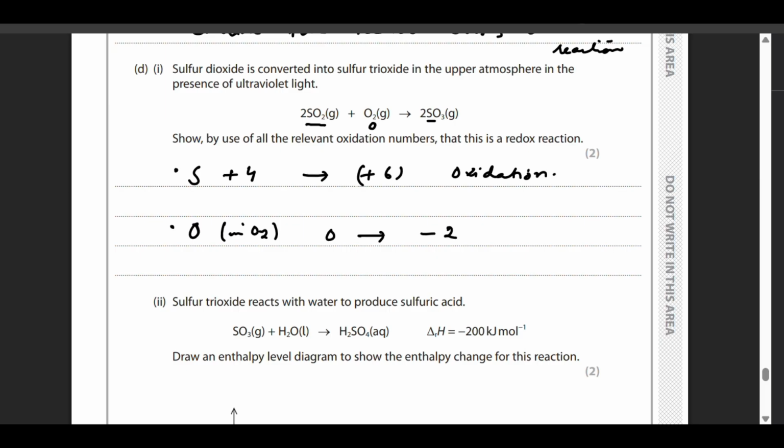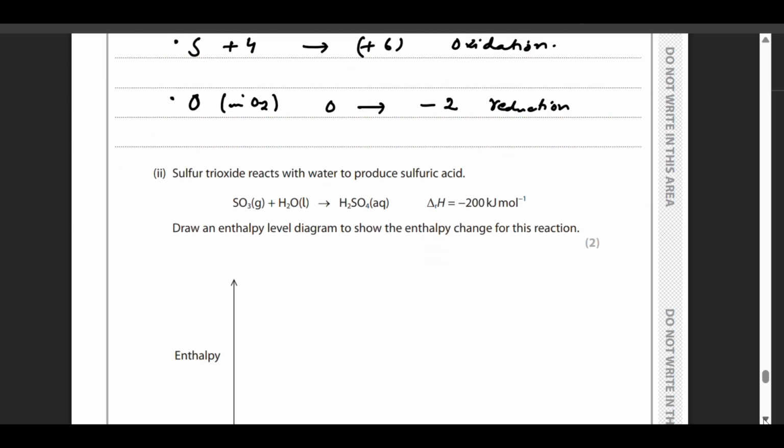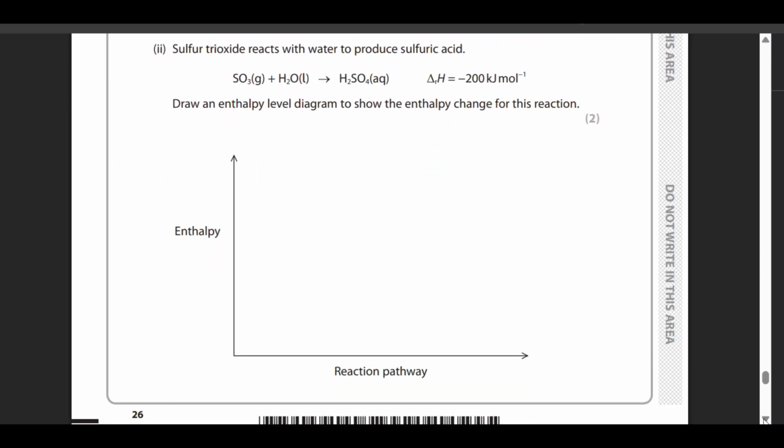If you look at the oxygen in O2, the oxidation number changes from 0 to -2 here in the products. So the reduction takes place. So overall this reaction is called redox reaction because one species gets oxidized and other gets reduced.